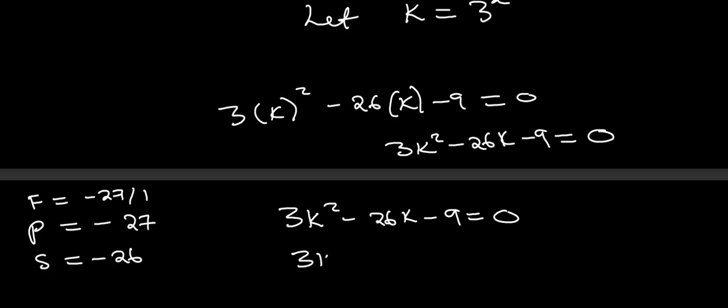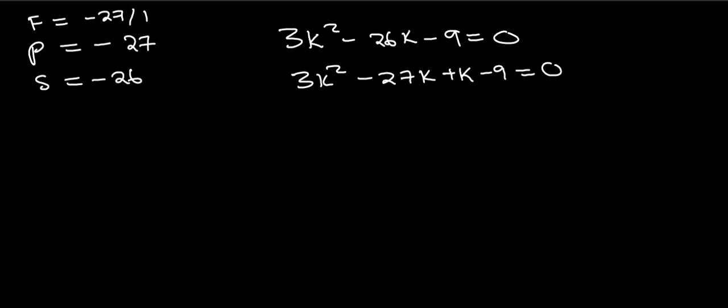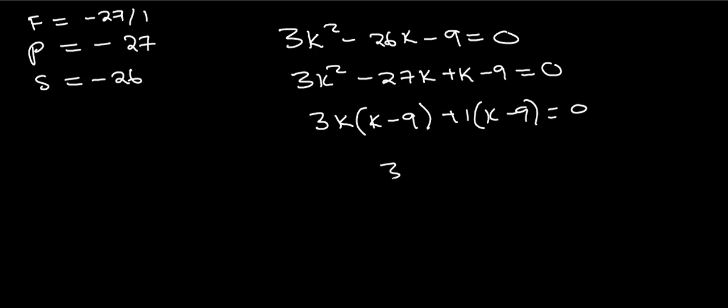So it's going to be 3k squared minus 27k, then plus 1k, then minus 9, equal to 0. We can just factorize the 3k there. So we're just going to have k minus 9, and then plus 1 times k minus 9. This is just 0. You have 3k plus 1, and you have k minus 9, which is equal to 0.